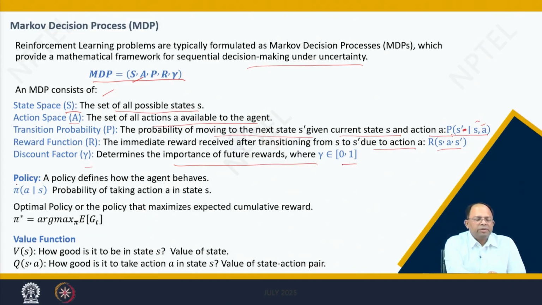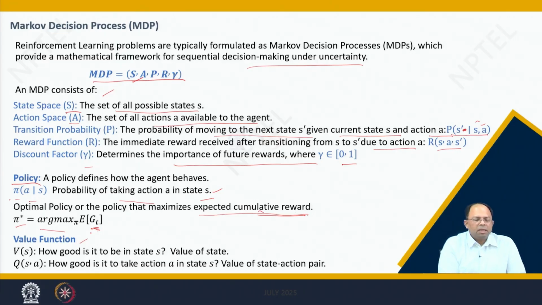Now next, of course, we need to formulate the policy. Our policy defines how the agent will behave, what things it will do considering certain environments, and that is given by pi A given S, that is the probability of taking action A in state S. So that means in a current state, it will have different actions that it can take, and it is given by a probability. An optimum policy, or policy that maximizes expected cumulative reward, is given as pi star, which is argmax pi of the expectation of GT, which is nothing but the cumulative reward that we are getting.